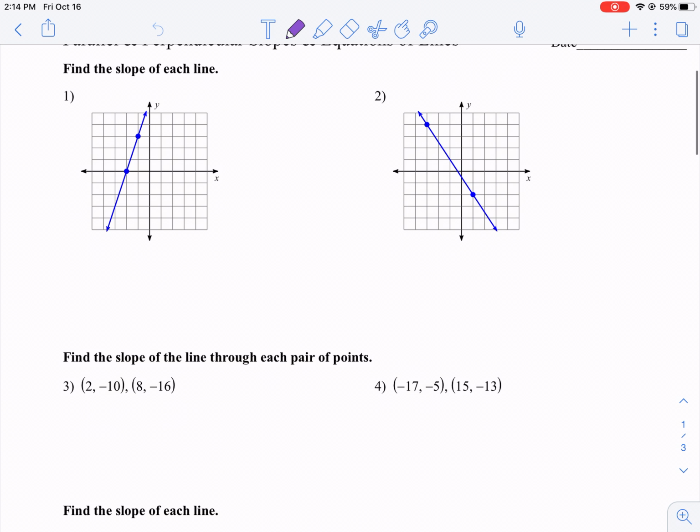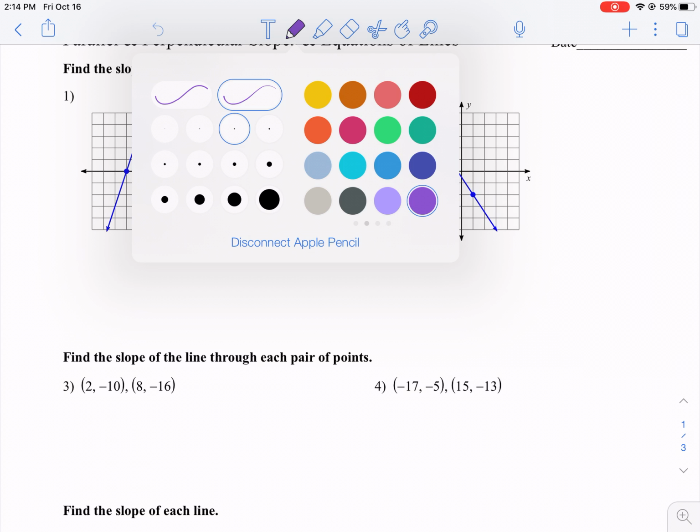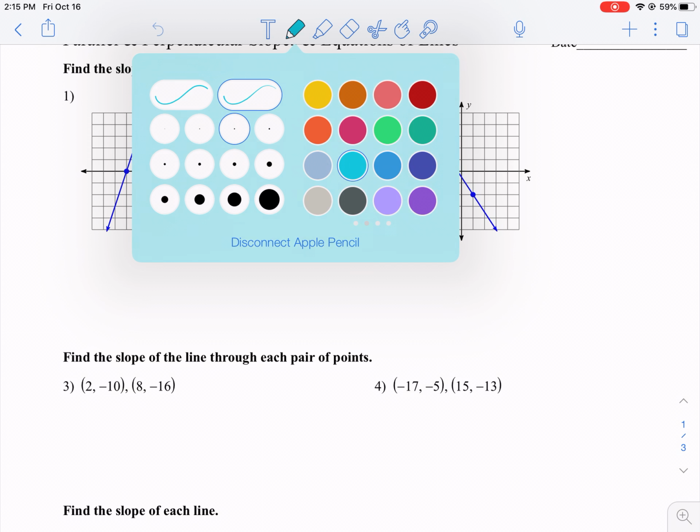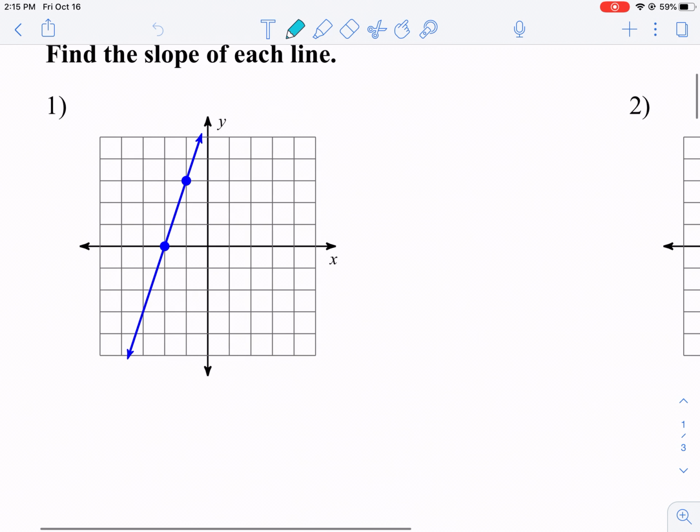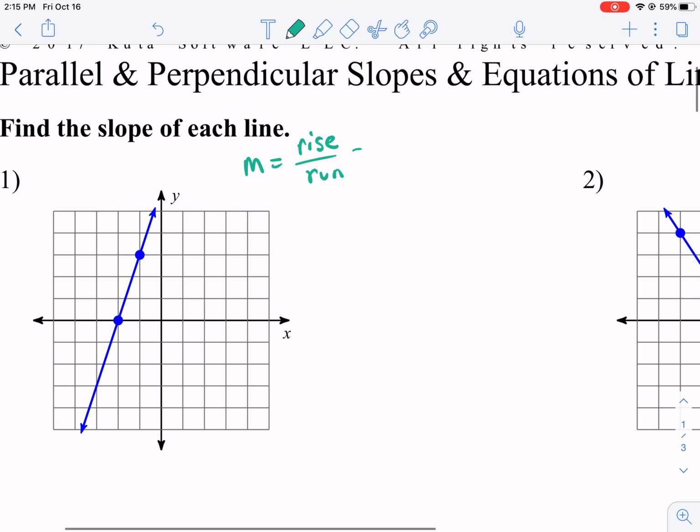So if you see in number 1, we have this blue line here through the coordinate plane. And the first thing we're going to do is try to find the slope by using the rise over the run. That's like the primary way people like to think of slope. The rise is the same thing as the vertical change over the horizontal change, which is the run, or the change in y's over the change in x.